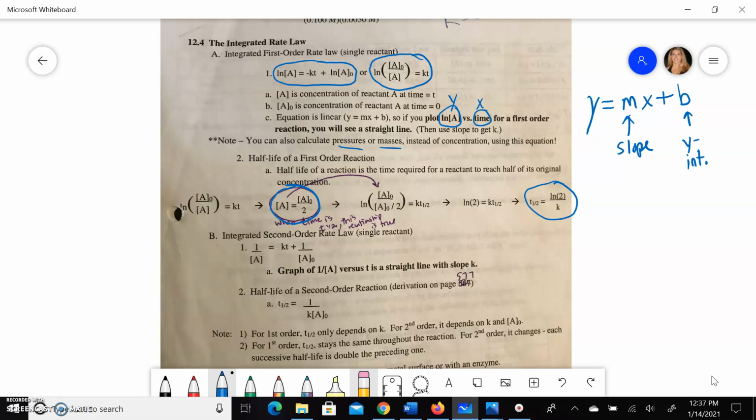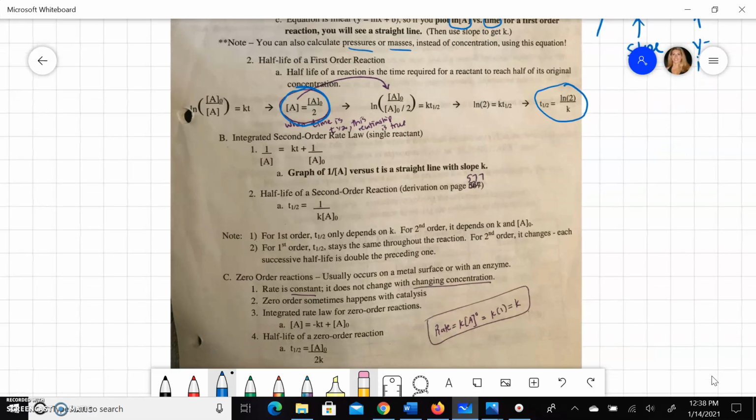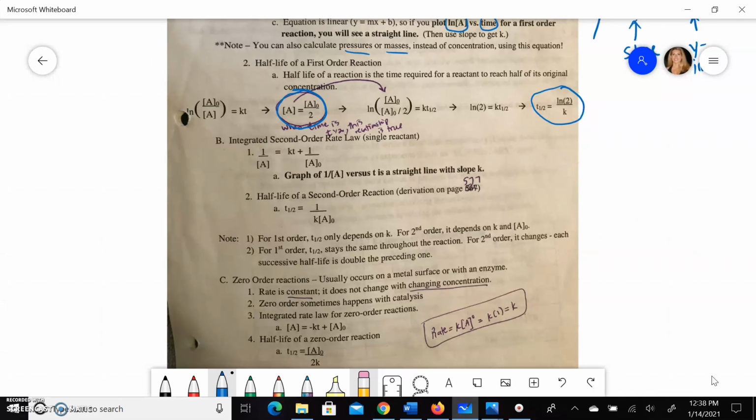So if they give you K and ask you what the half-life is, you can solve for it. Or if they give you the half-life and ask you to solve for K, you can do that easily. And this equation is also given to you in your reference packet, so you need to be able to use that. But just recognize that it's a first order half-life because it doesn't say in the reference packet that it's for first order.